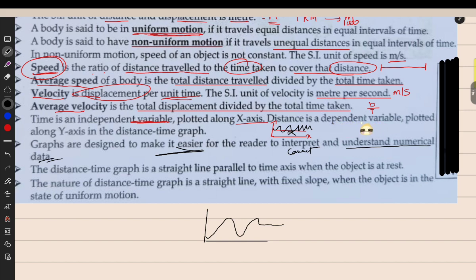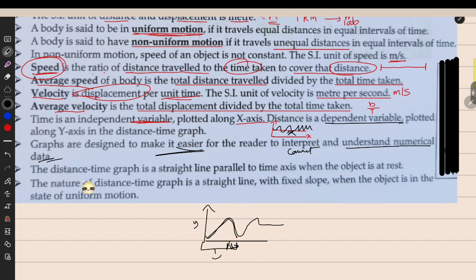Time is independent, but distance is a dependent variable, plotted along the y-axis. On the y-axis we can read the distance traveled. Sometimes in a minimum time the object has moved in a very fast manner, but here it has moved in a very slow manner, so the distance covered is only this much. So the graph shows more speed and less speed.